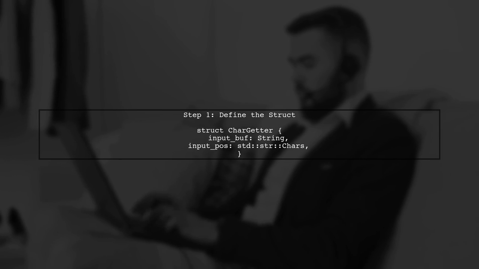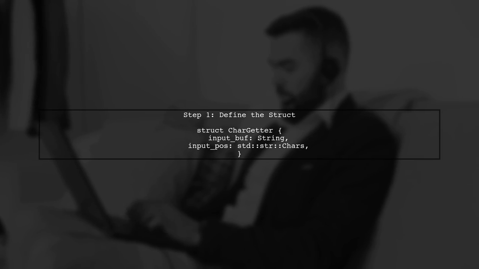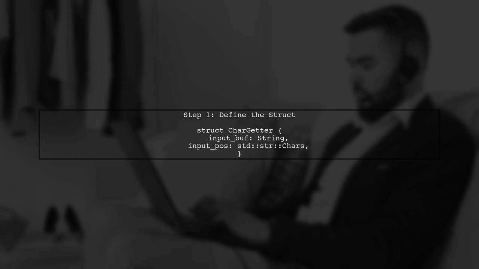Now, let's continue on. To store a chars iterator in the same struct as the string it is iterating on, we need to understand Rust's ownership and lifetimes. Let's start by defining our struct.